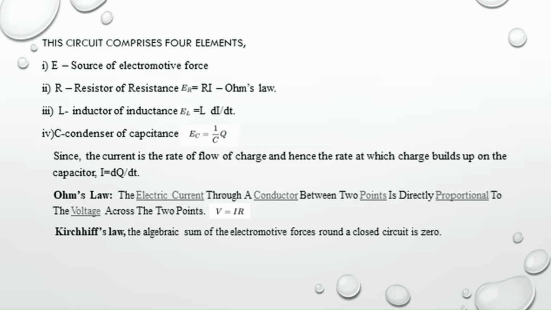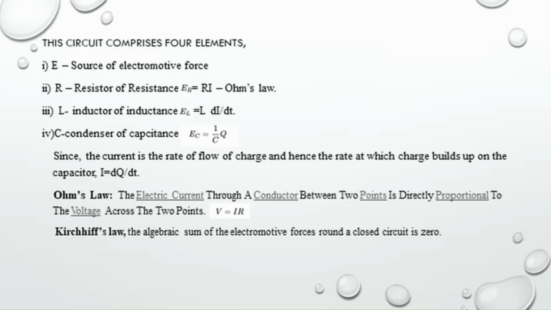L is an inductor of inductance L. It opposes any change in the current by producing a drop in EMF of magnitude EL equal to L into di by dt. Next, C is the condenser of capacitance C. It is designed to store the charge Q. The capacitor gathers charge and this resists the inflow of additional charge, and the drop in EMF is given by the equation EC equal to 1 by C into Q. Since the current is the rate of flow of charge, and hence the rate at which the charge builds up on the capacitor, we have I equal to dq divided by dt.